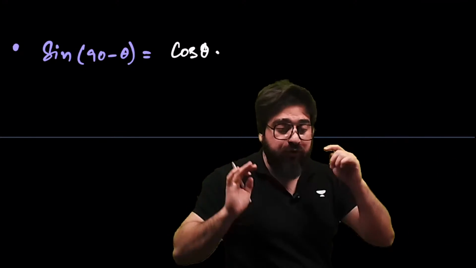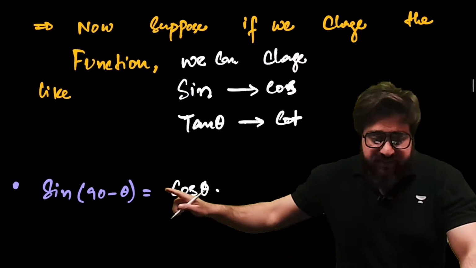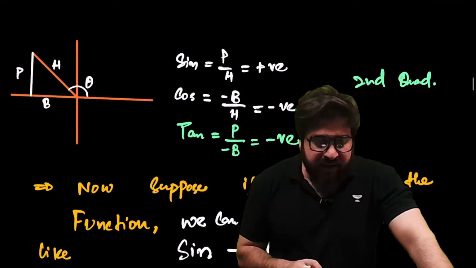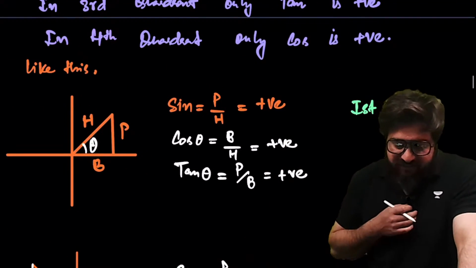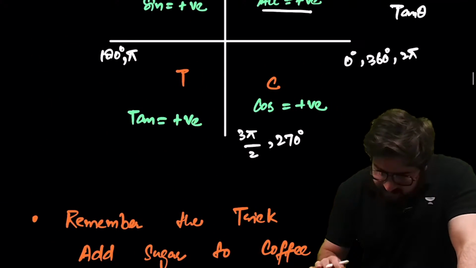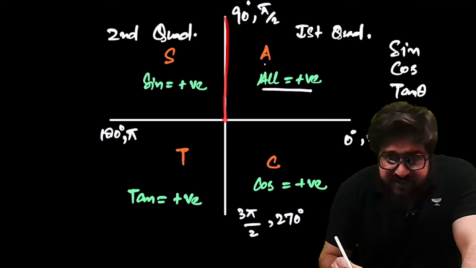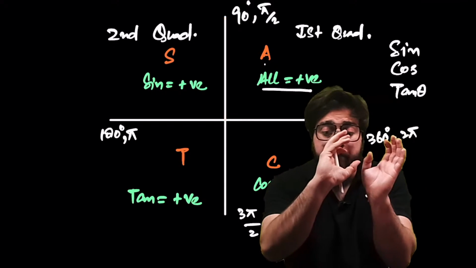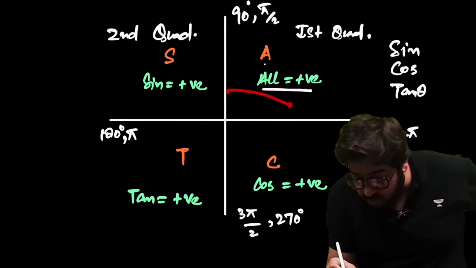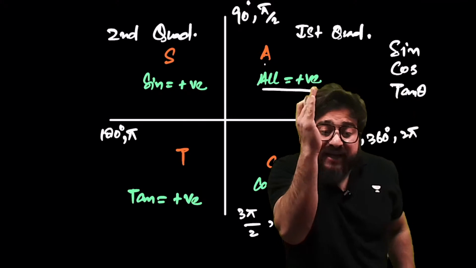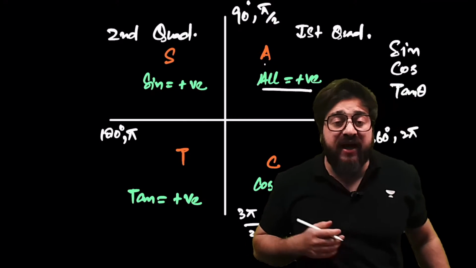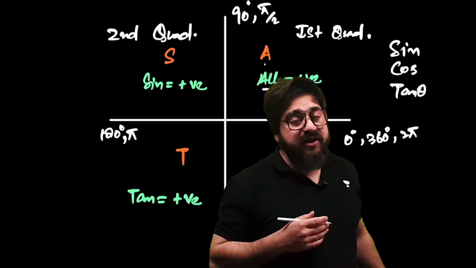Let me tell you how you find that. Listen to me very carefully. 90 minus theta will be which one? Guys, this is 90 degrees. If you move 90 minus something, it will be in this quadrant. 90 degree plus something, if I say 90 degree plus 20 degree, that is how much?